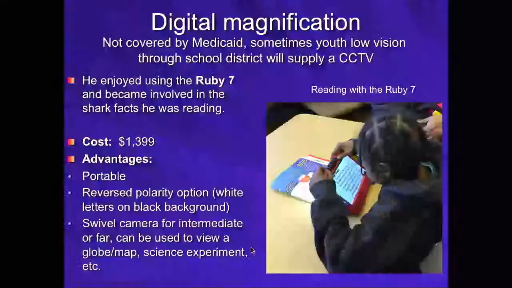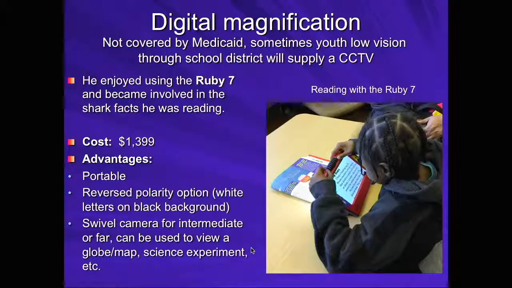Now, the item he liked the most was one of the portable closed-circuit TVs. And we actually brought one of these with us today that we have on our table upstairs in that area. So this particular one is called the Ruby 7, but there's several different companies, Freedom Scientific and Humanware, that will make the different items. So you can see some of these in the upstairs. There's a few different vendors, I think. But the cost of that one is $1,399, and Medicaid wouldn't cover that.